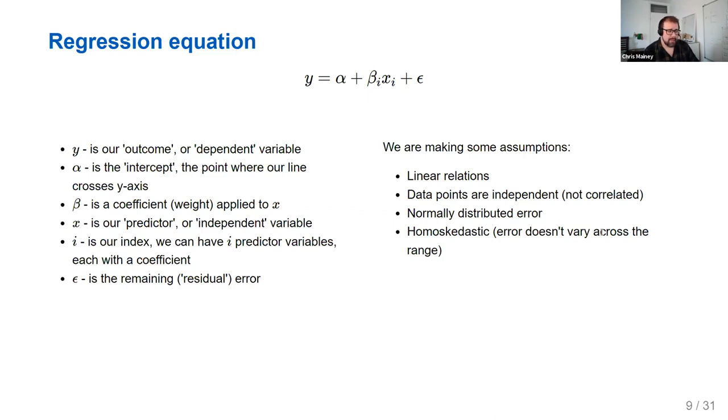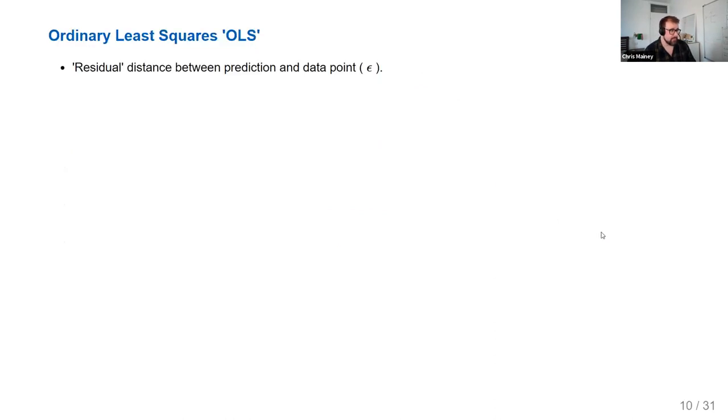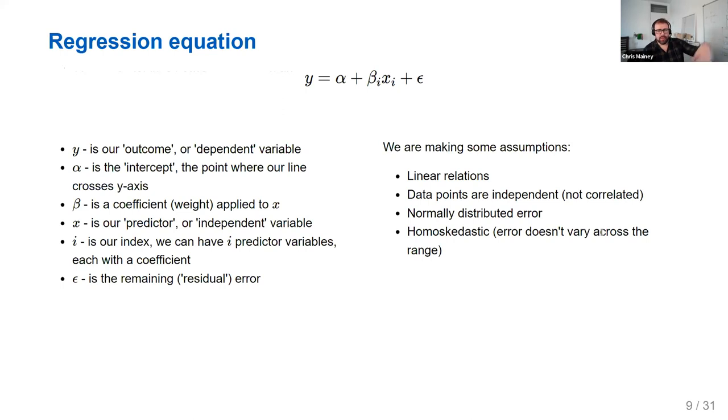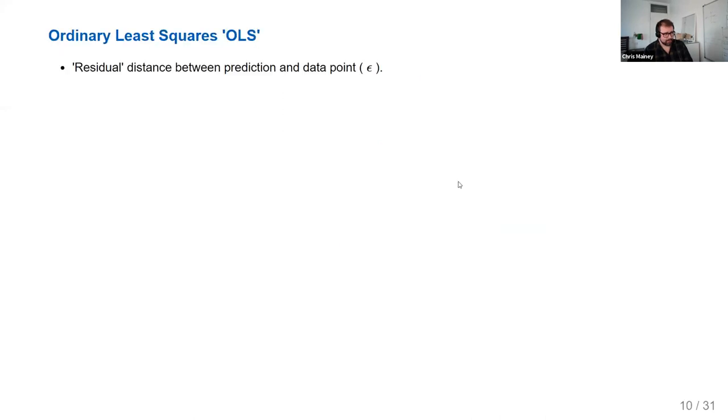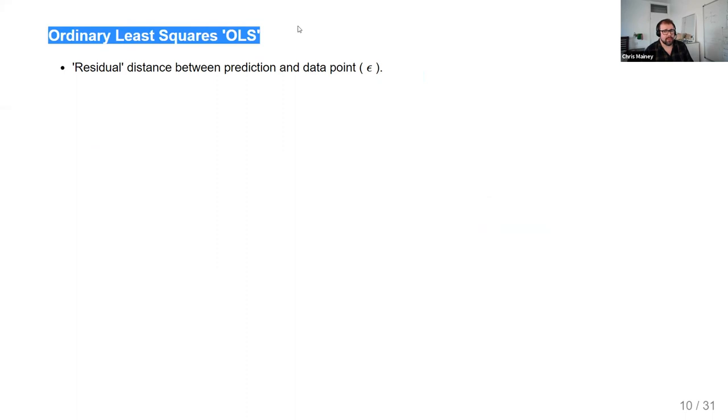So we're saying that we expect the error to be normally distributed, essentially random. But how do you actually go about estimating that thing? Because you don't just look at it and work it out. So what we do is we use an algorithm to work it out. So we've got this model, and then we use an algorithm to work out how to reduce the error. And the thing that we use for this is called ordinary least squares, or OLS.